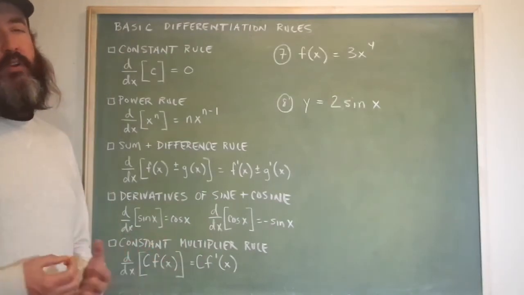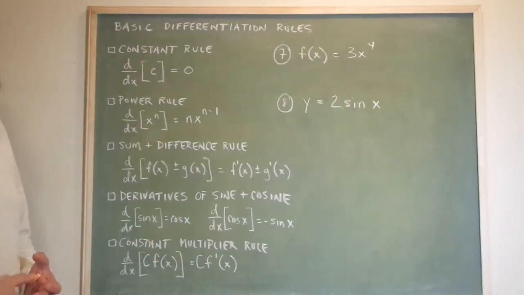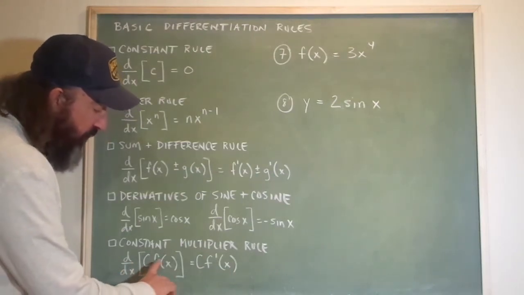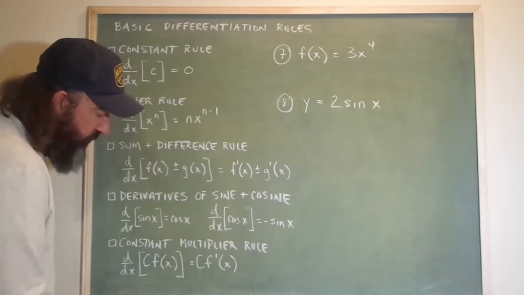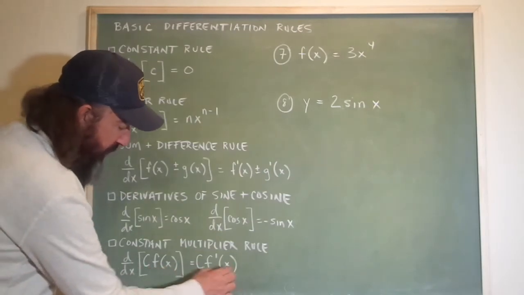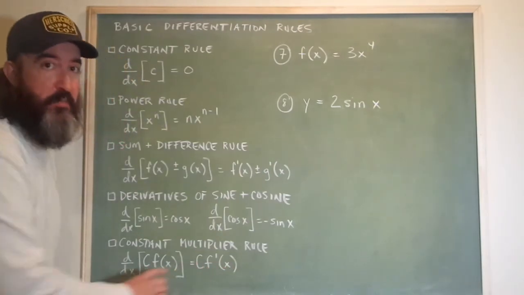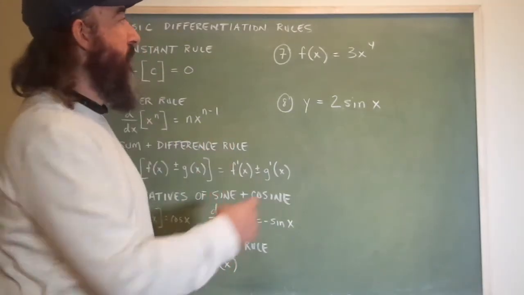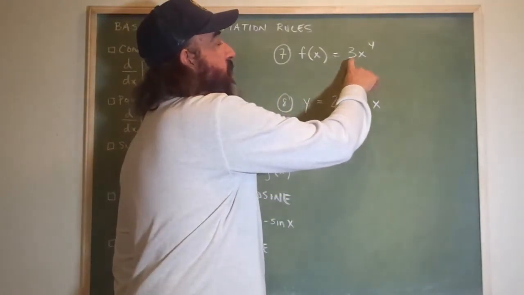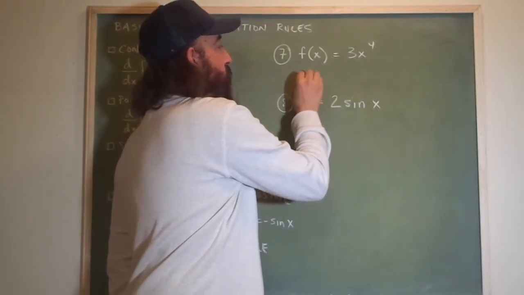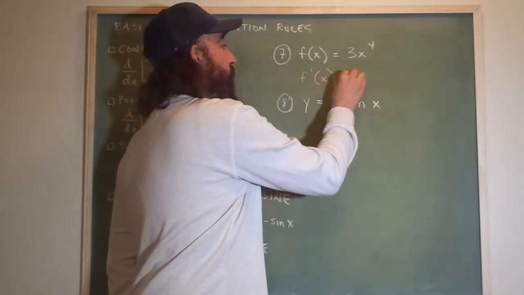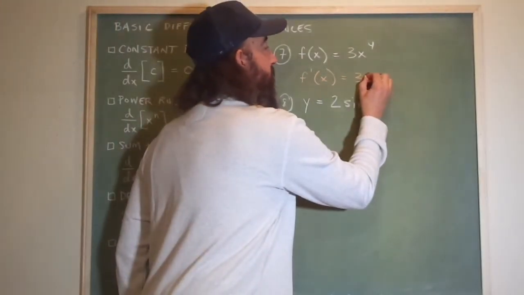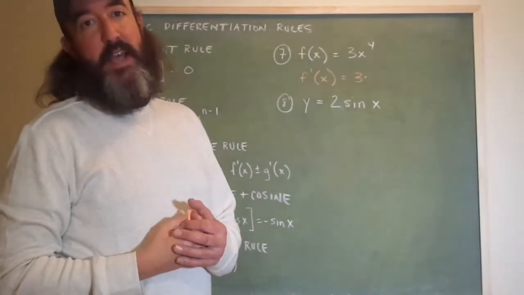Our last basic differentiation rule is what I call the constant multiplier rule. It says that if you're getting the derivative of a number times a function, well, all you have to do is get the derivative of that function, and you can just bring along the constant multiplier. So that's exactly what we have going on in number 7. We have this constant 3 times x to the 4th. So when I get the derivative, I can just bring along that constant multiplier of 3, and I'll just multiply that times the derivative of x to the 4.